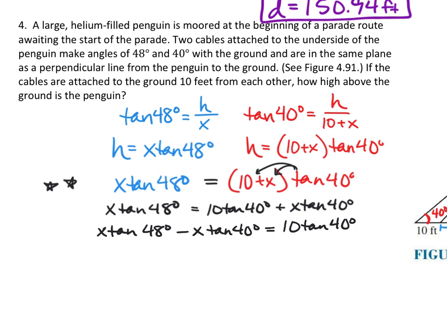This might be ringing your spidey senses for something familiar. We did this with logarithms forever ago. Do you notice that both of these two terms have an x in them? We're going to factor out the x. Take the x out, it goes in front. The leftovers go in parentheses, which is tangent of 48 degrees and negative tangent of 40 degrees.